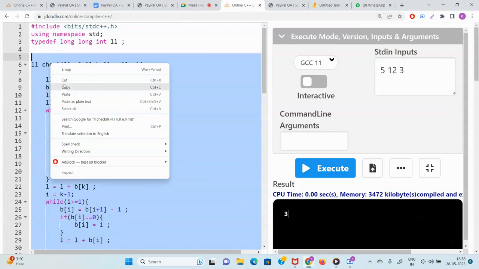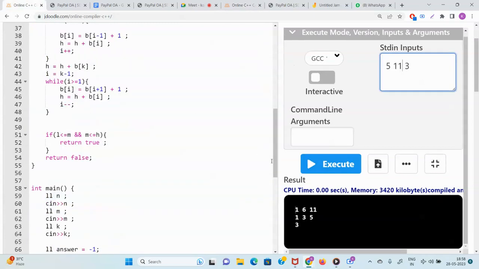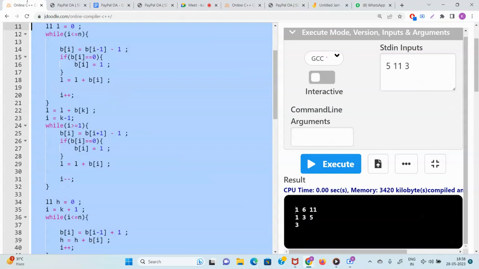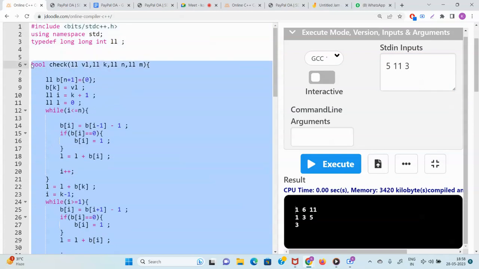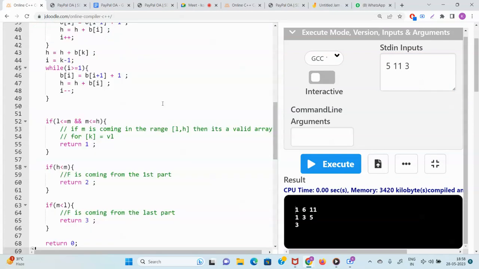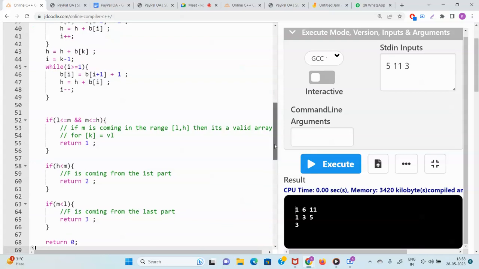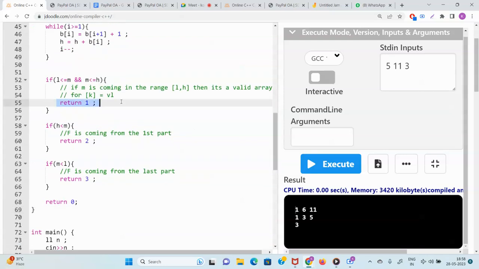Now we copy paste it in our efficient login code. Okay, so I just go here, just copy paste it here, guys. I hope this main checking function is clear. If it is coming inside the range, I am returning 1. If the f is coming from the first part, I am returning 2. If the f is coming as the last part, then I am returning 3.